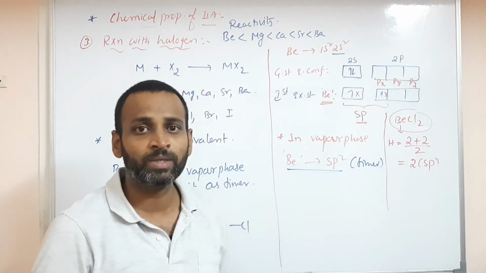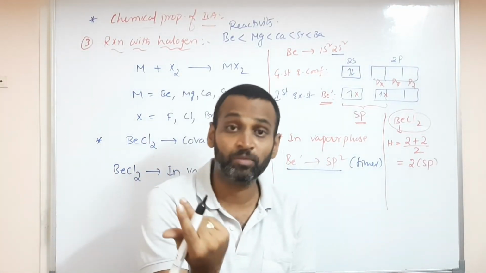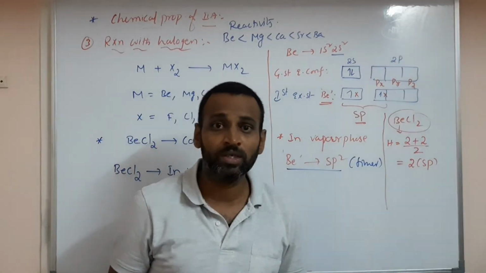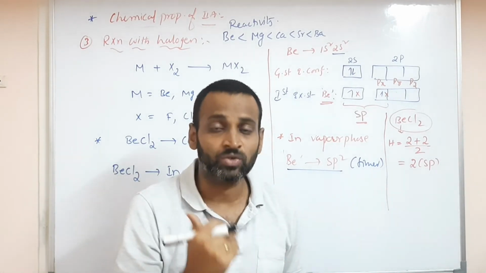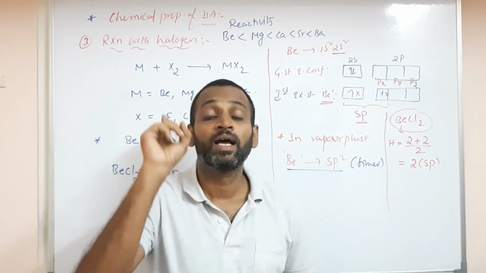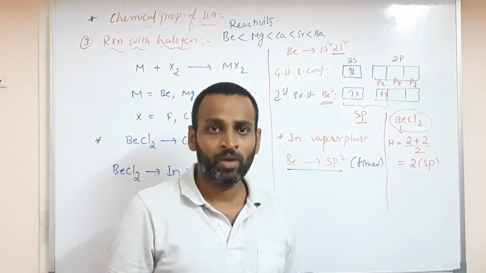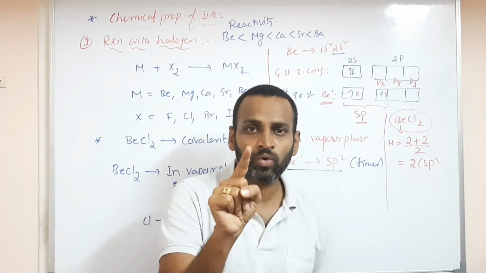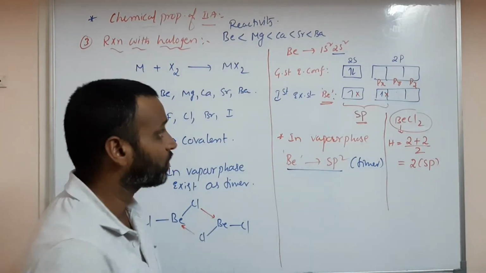Otherwise you will ask me, sir, magnesium also has the same configuration? No sir. Valence shell is same? No sir. Then beryllium also, magnesium also have empty orbitals? No sir. Why is magnesium not having hybridization? Why is magnesium not exhibiting sp2, sp3, those kinds of hybridizations? Because magnesium compounds are purely ionic. We are saying hybridization only for covalent molecules. So that is the only thing you have to remember.